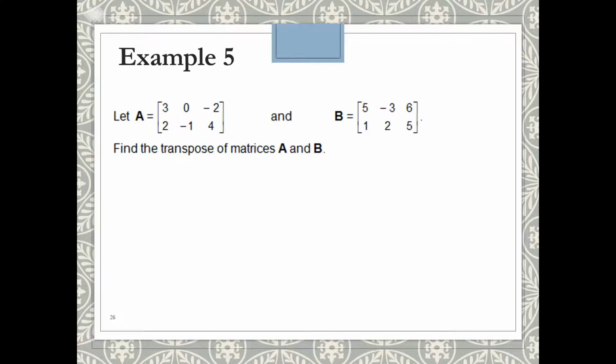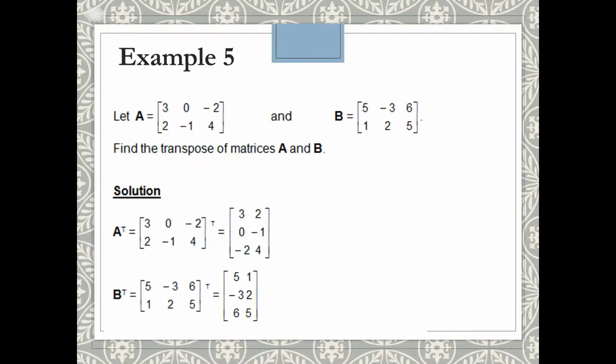Refer to example 5. Given two matrices A and B, you need to find the transpose of this matrix. The size of matrix A is 2 by 3 and B also the same. Therefore, the size of transpose for both matrices should be 3 by 2. By interchanging rows with columns, you should get the following answers for A transpose and B transpose.